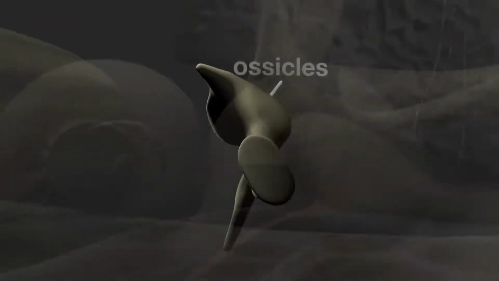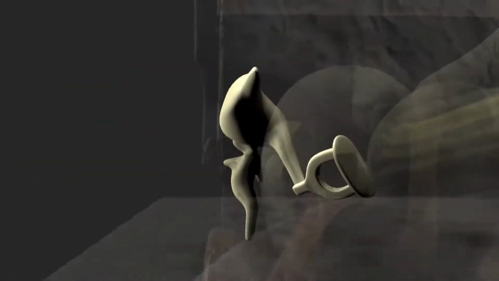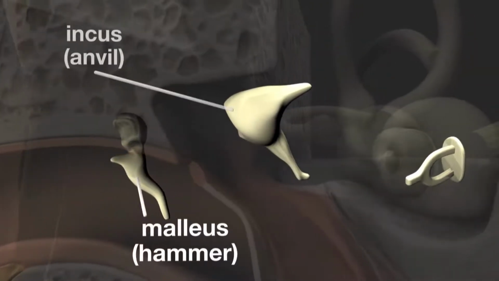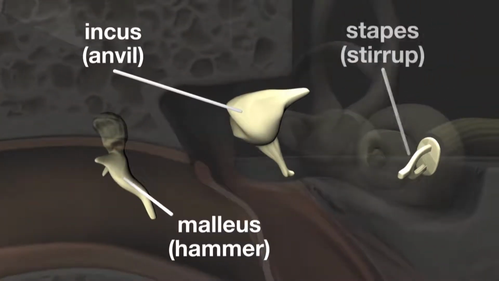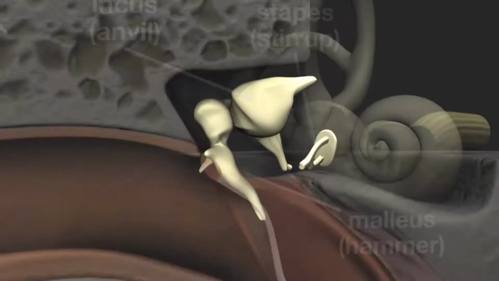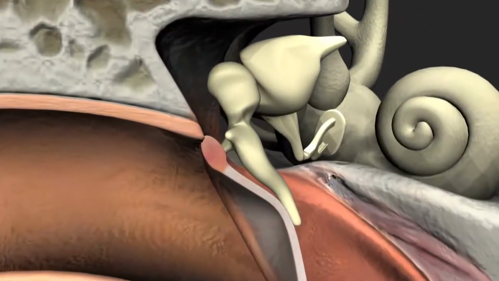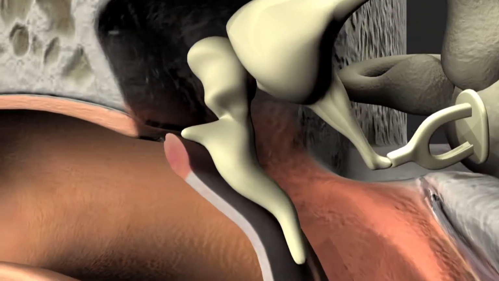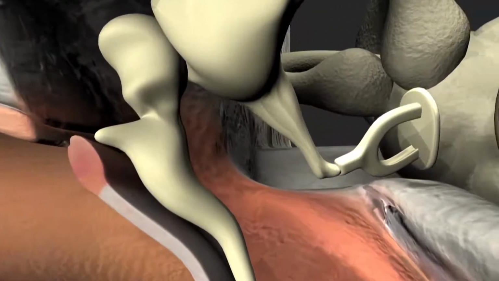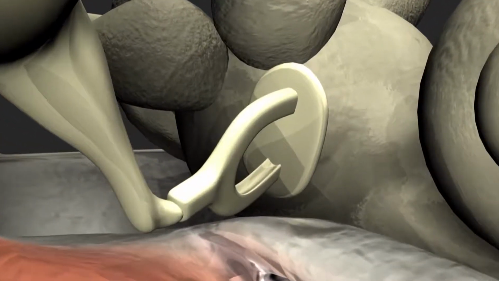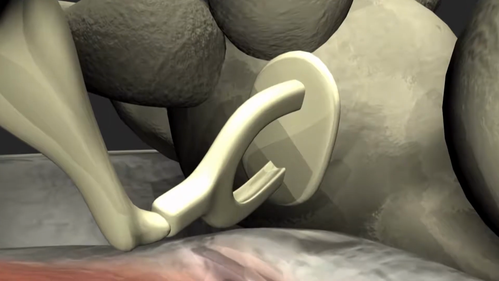called the oval window. The ossicles are called the malleus, the hammer, the incus, the anvil, and the stapes, the stirrup. The handle of the malleus is attached to the tympanic membrane, and the base of the stapes, known as the stapes footplate, sits loosely in the oval window of the cochlea, held in place by the annular ligament.